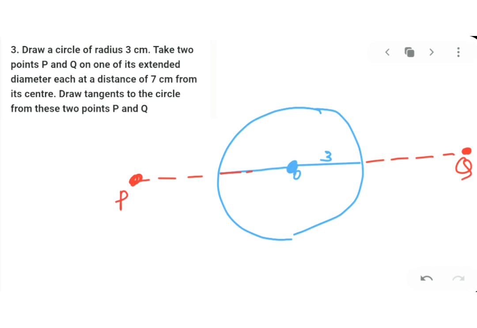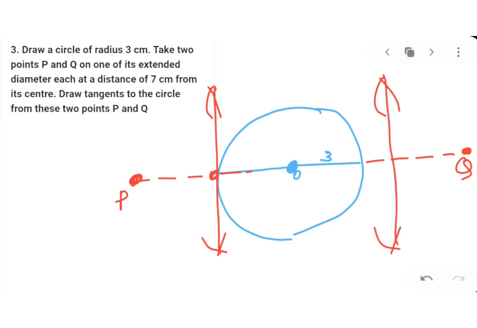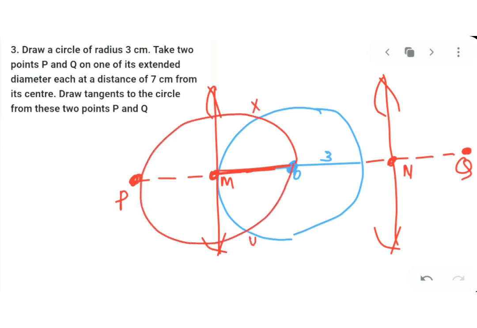draw tangents to the circle from these 2 points P and Q. Okay, so now what you will do? Naturally, once you have extended, you have to take the perpendicular bisector of PO, and you have to take the perpendicular bisector of OQ. Now, mark this as M, mark this as N. Take OM as the radius, draw one circle, and where it intersects, name it as X and Y. Join PX and PY, so that will be your required tangents.